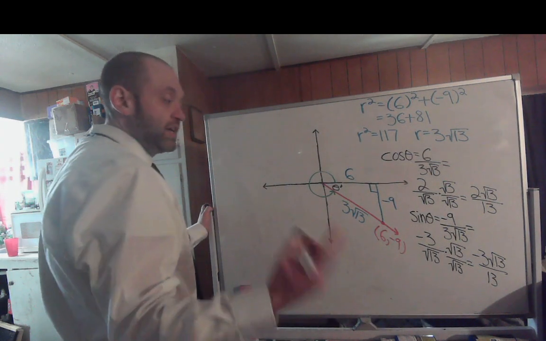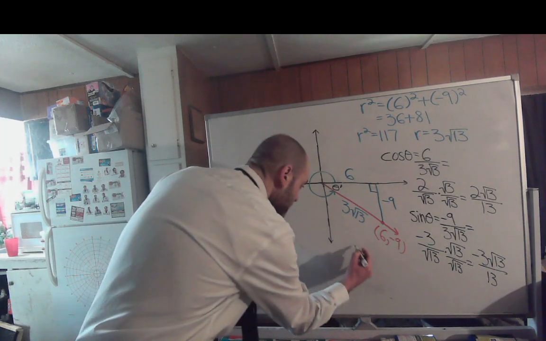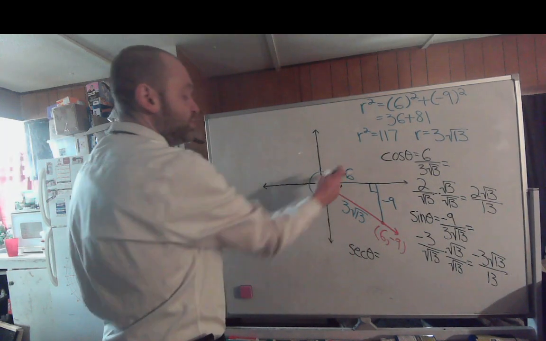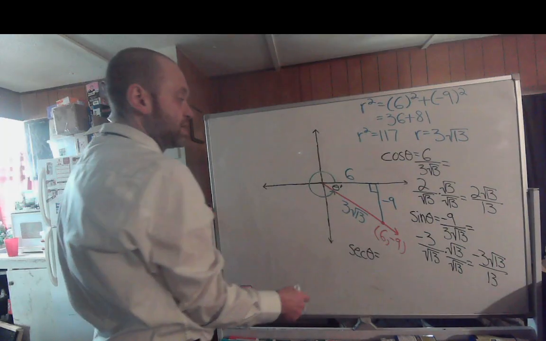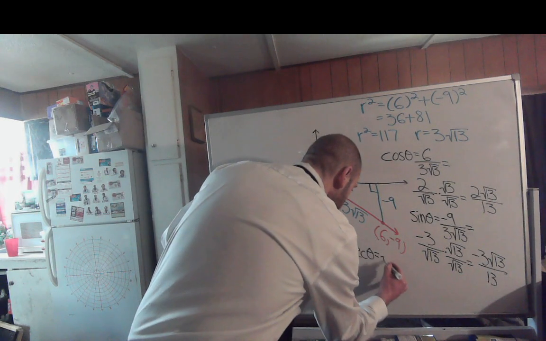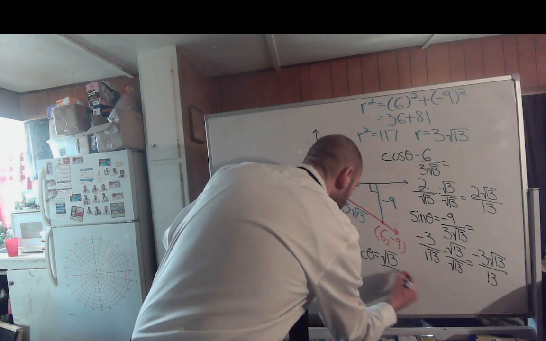Alright, now finding the rest shouldn't be so bad. To find the secant of theta, that's just your hypotenuse over adjacent. So 3 times the square root of 13 over 6, this would turn into just the square root of 13 all over 2.